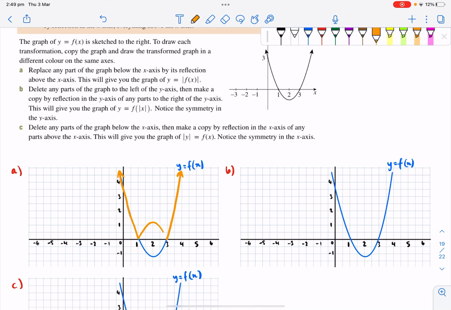And that's it. That's your graph. So in orange, I have y equals absolute value of f(x). As straightforward as that, guys. It's really, really simple.